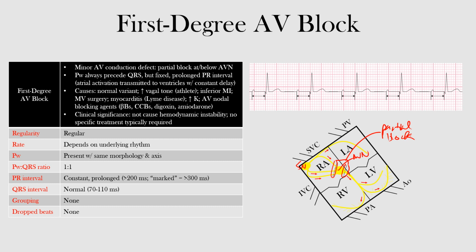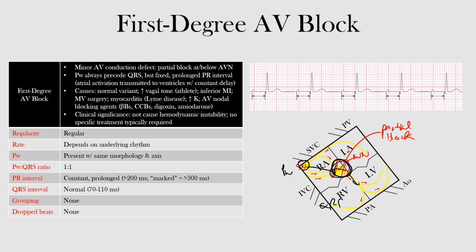As a result of this partial block, the PR interval, which represents most of AV nodal conduction, will be constantly prolonged. A P wave will always precede that QRS complex because we have atrial activation and we're still transmitting to the ventricles. The only issue here is that there's a delay in getting to the ventricles. Imagine our sinus node fires, we get to our AV node and there's some delay in this region, but eventually we still get down to the ventricles. So we still have our P wave and we still have our QRS complex representing ventricular depolarization. The only issue is that we have that prolongation at the AV node.